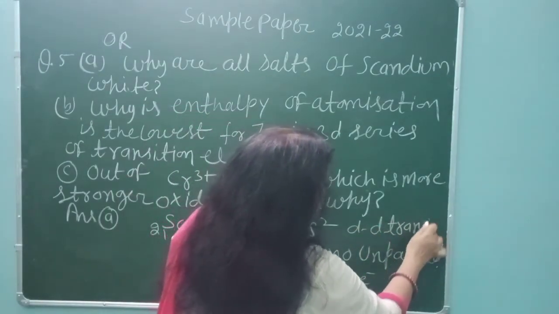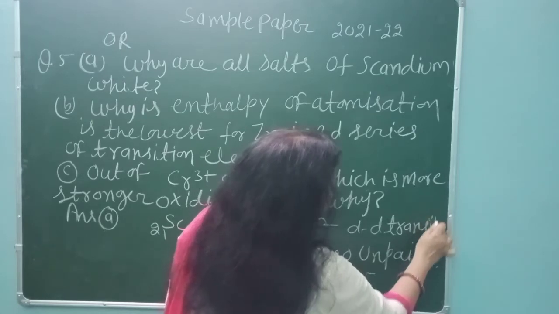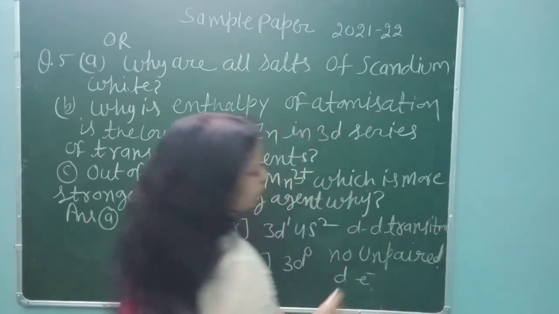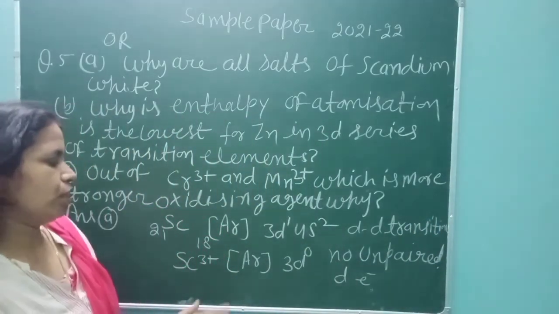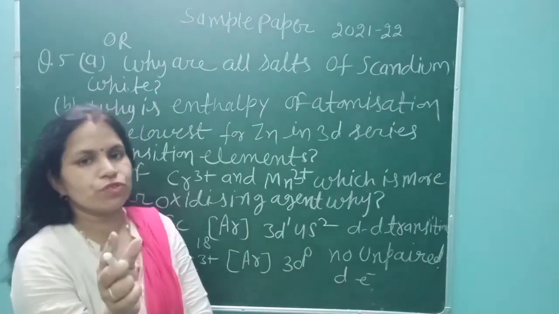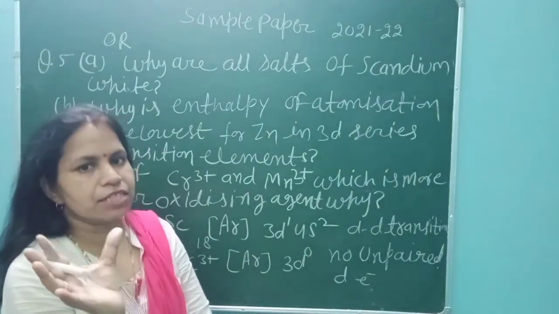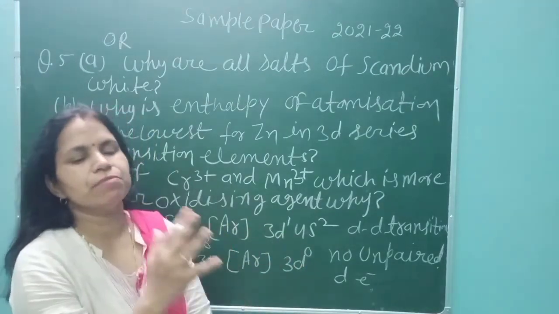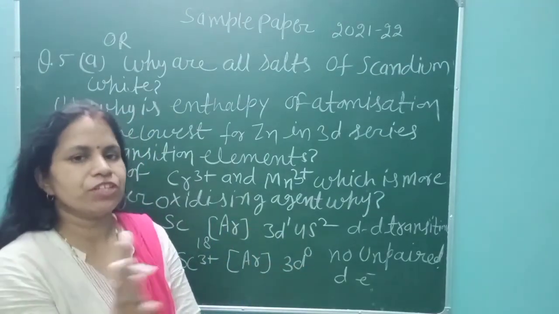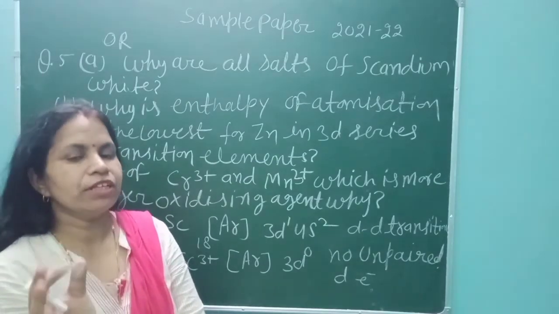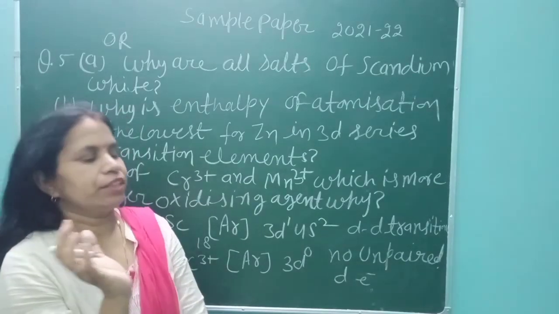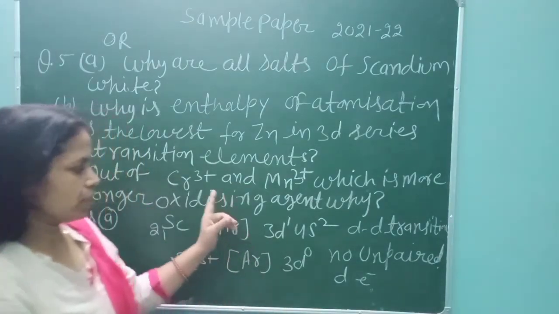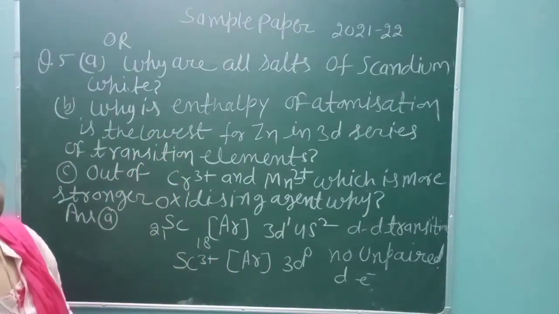Color is caused by d-d transition. So there is no d-d transition. If the number of unpaired electrons is 0, it means it is colorless. And white means colorless. So all salts of scandium are colorless because there is no unpaired d electron and there is no d-d transition. So it's clear what the answer of part A is.